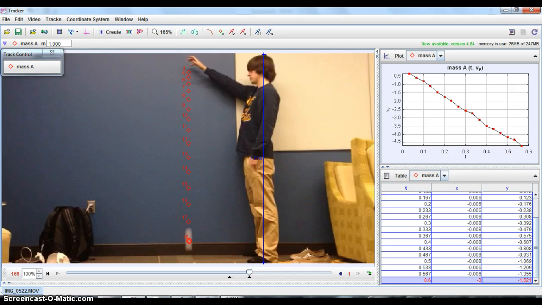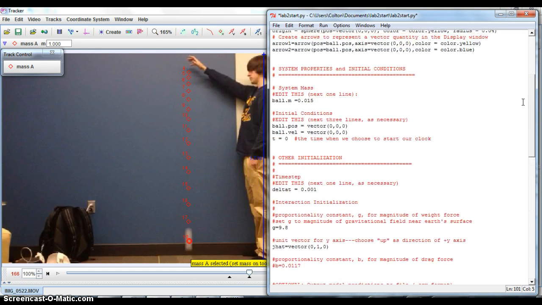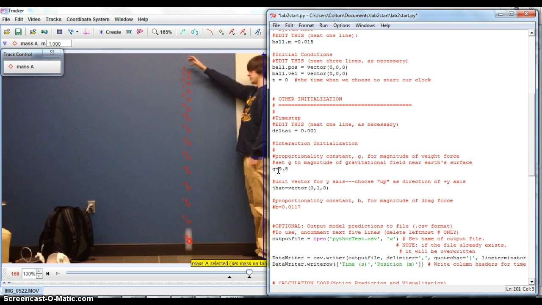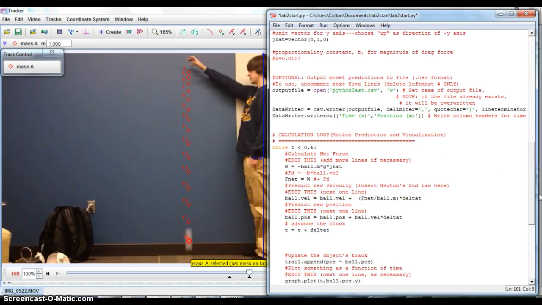Now, when we model this through our Tracker data, using the appropriate formulas, setting the mass of the ball correctly, and using the correct position and velocity vectors, changing the force of gravity to 9.8 meters per second squared, using the correct j hat vector, and making the net force vector equal to the weight force vector, we use Newton's second law to predict the final velocity and the final position of the ball.